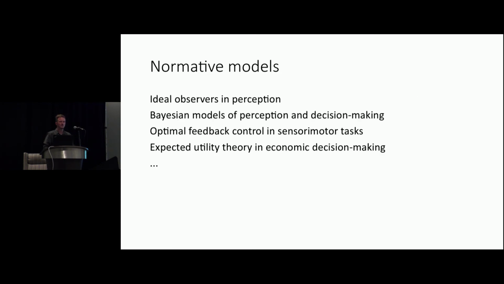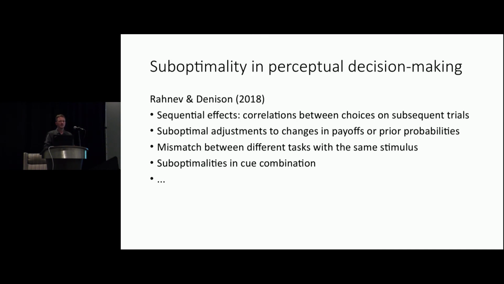And while these normative models have been very successful in different areas of cognitive science, like ideal observer models in perception, Bayesian models of perception and decision making in general, and optimal feedback control in sensory motor tasks, in other disciplines like behavioral economics, it is clear that the behavior does not always conform to the normative theory. Whereas in perceptual domains, the Bayesian models are very popular to this day. But even in perception, these normative models do not always predict behavior perfectly.